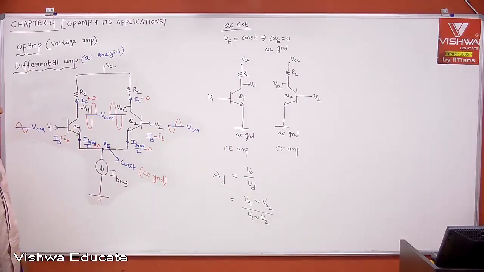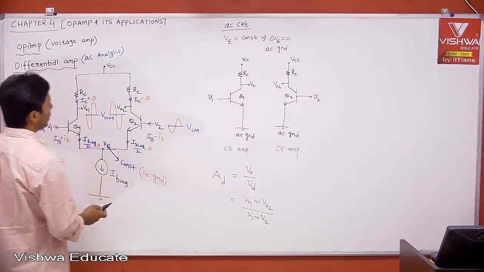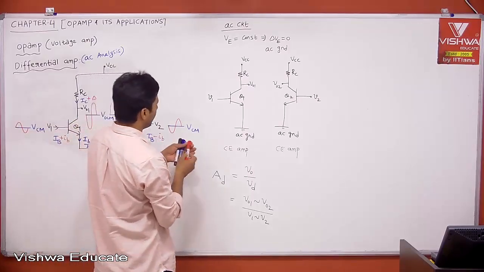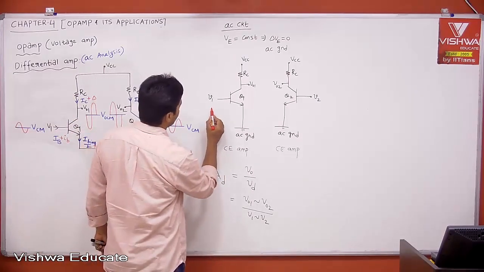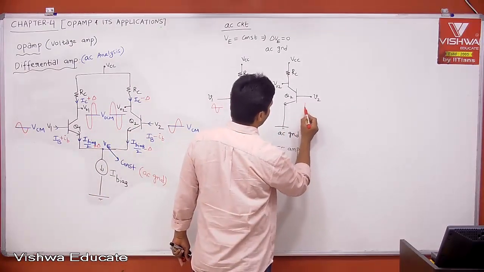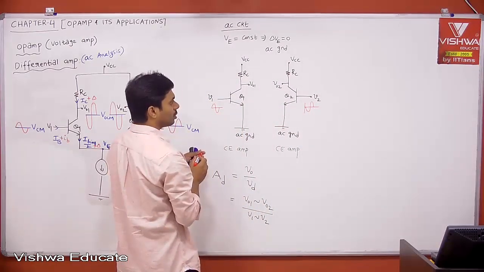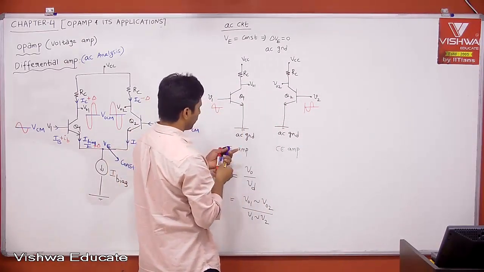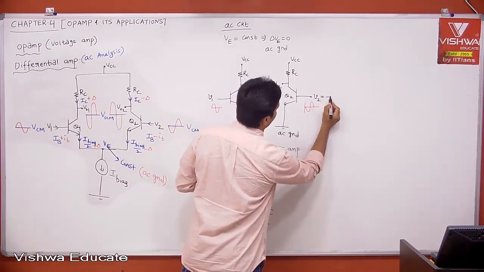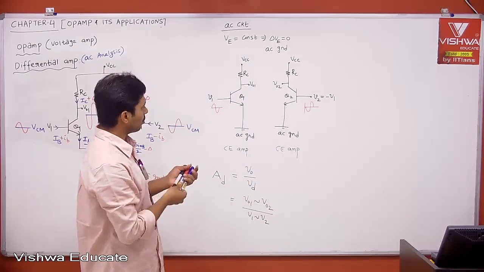Mathematically I can prove. Tell me the relationship between V01 and V02. Let us say this is the signal you want to amplify. Then exactly opposite to that we are applying here. Therefore, what is V2? V2 is equal to minus V1, or V1 is equal to minus V2. Anything is fine. Then what is your output voltage?